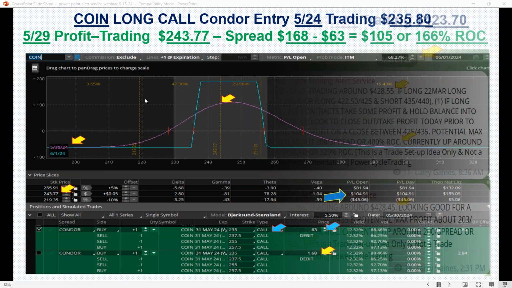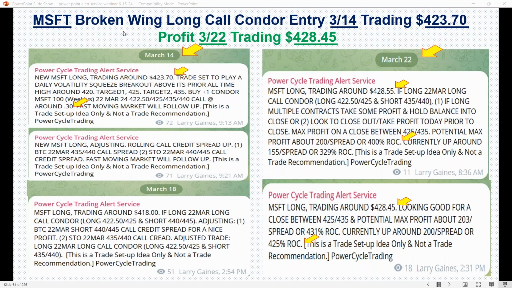Okay, and so here's another one. This was another one we did. This was on Microsoft again. So all of these things are so similar, but the key is to find the trade, right? So I'm constantly looking at these different scans, looking at the different things. Here it says new Microsoft long, trading at 423.70. Trade set up to play a day.